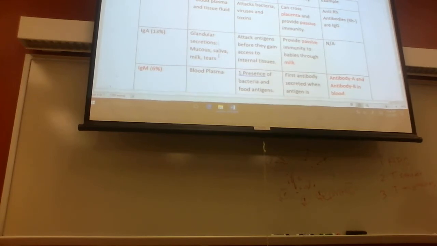So the next one, we're going to go here. We're going to IgM. So IgM is only 6%. You can find this primarily in your blood plasma. IgM detects bacteria and food antigens. So a food antigen would be something on your food, like food poisoning or some bacteria on it.